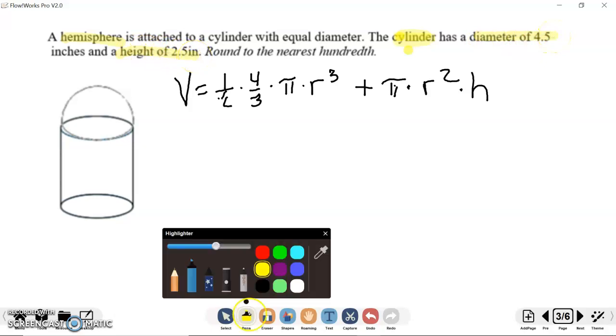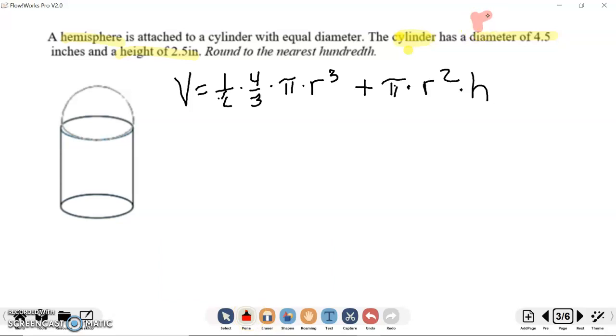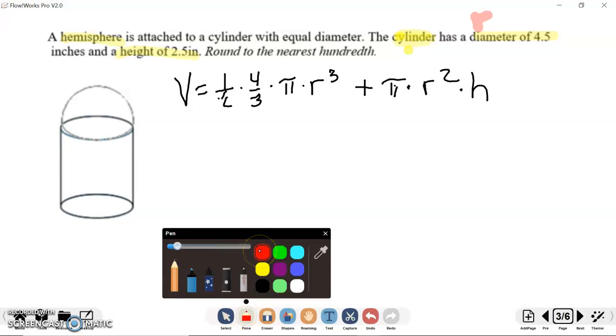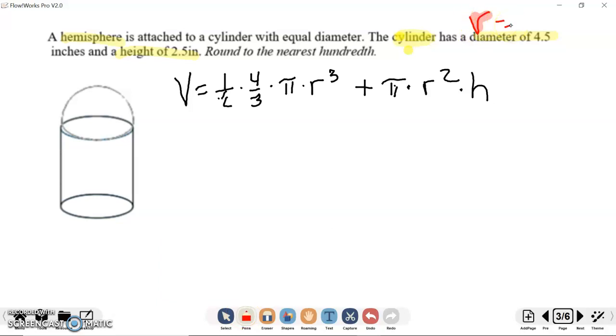Well, the diameter doesn't tell us anything that we need to know, but we do need to know the radius. And we know that the radius is equal to half of the diameter. So we can take half of the diameter, half of 4.5 is going to be 2.25. So in place of all the r's, we're going to use 2.25. So here we'd use 2.25 to the third power, and here we'd use 2.25 to the second power.